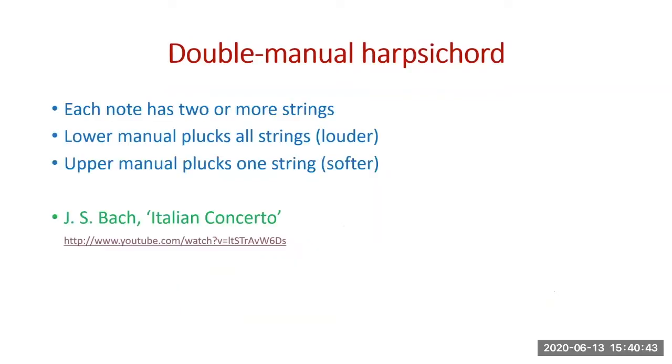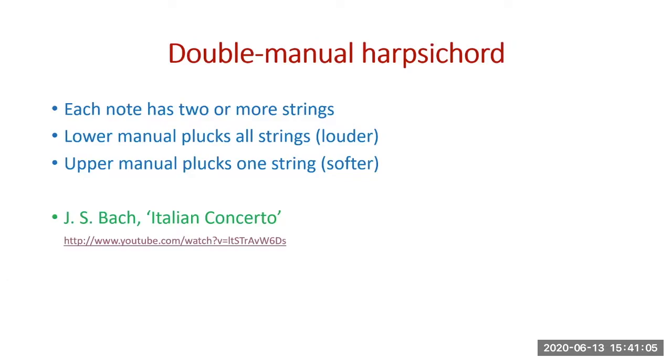It doesn't just have two manuals, it also has two strings per note, or sometimes more, each with its own jack. The lower manual will activate the jacks on all the strings, thus making more sound. The upper manual will only cause one of the strings to be plucked, thus making less sound. In this way, players could achieve contrasts in dynamics.